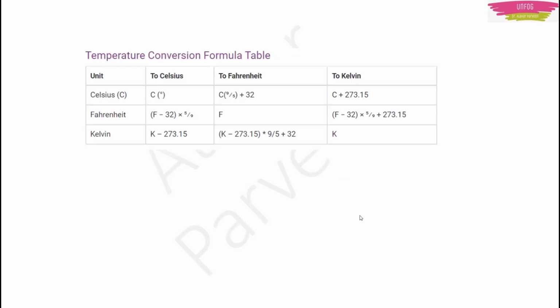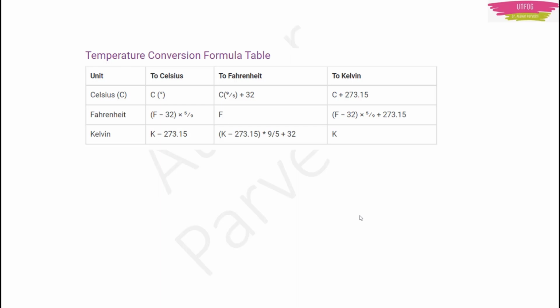Now you can change these temperature units. You use this table and you can convert Celsius to Fahrenheit, Celsius to Kelvin, or Fahrenheit to Celsius, or Fahrenheit to Kelvin, or Kelvin to Celsius, or Kelvin to Fahrenheit. Using these relations, you can convert them. We will do numericals based on this, so you will learn it by yourself while practicing the numericals. These are very simple things.